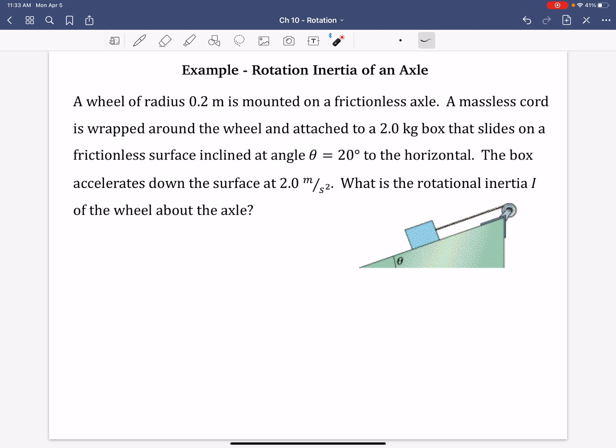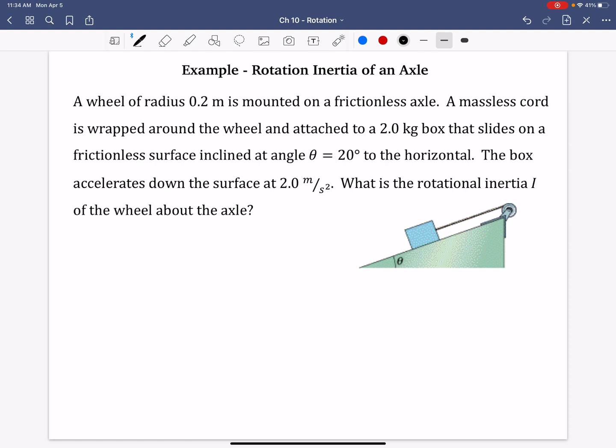Okay, so it turns out we won't actually need to know what its exact shape is, right? We can't necessarily treat it as a solid cylinder. It's not really a disc per se, it's just some strange shape. But it doesn't matter in this case because we're just solving for I, right? So we have kind of a running theme going here with twos. So we know the axle's radius, 0.2 meters. We know the angle of the incline at 20 degrees, the mass of the block at 2 kilograms, and it accelerates down the surface at 2 meters per second squared.